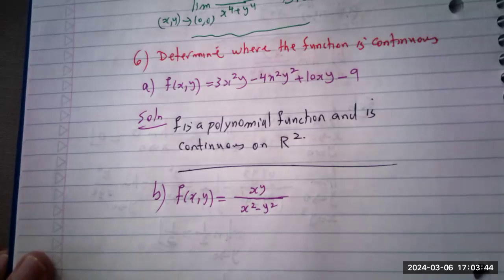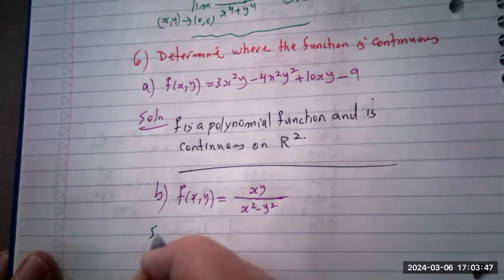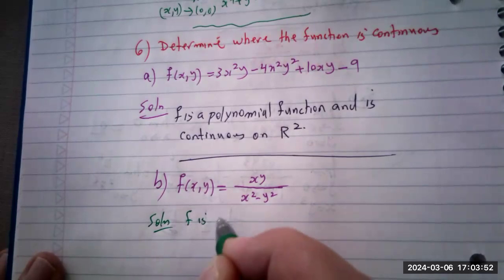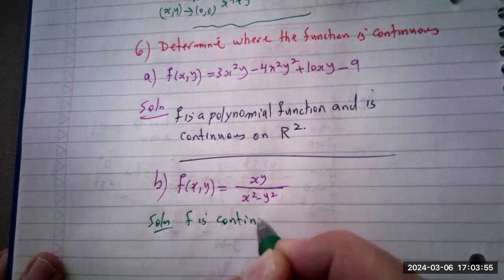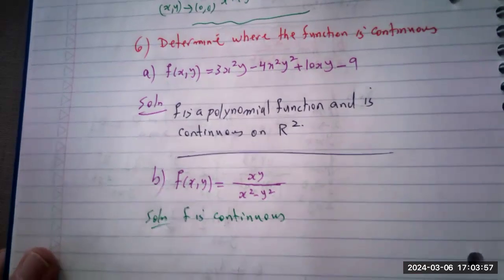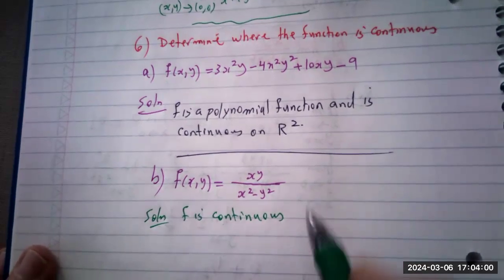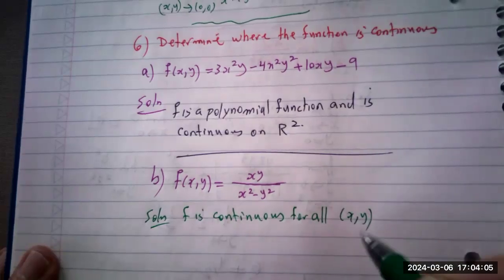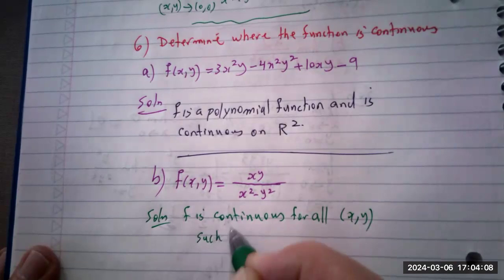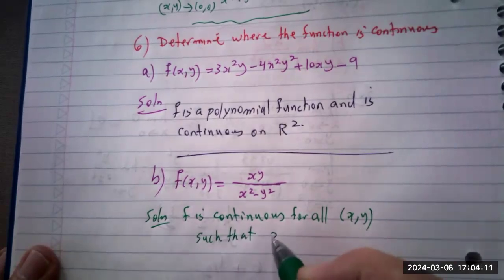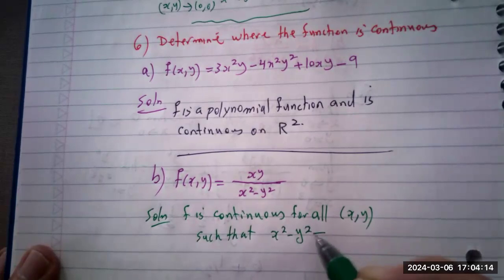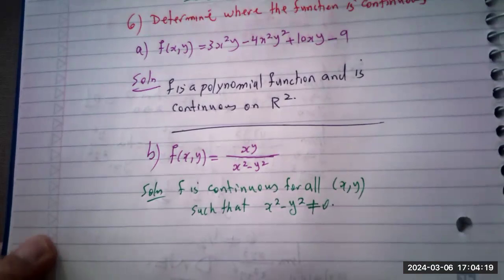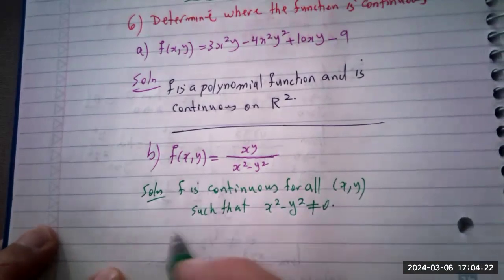So for the solution, you can say that f is going to be continuous for all x comma y such that x squared minus y squared is not equal to 0. So the domain of the continuity would be this one.